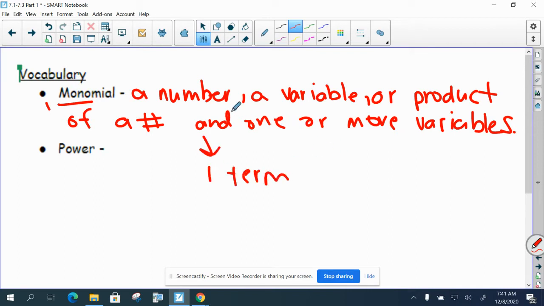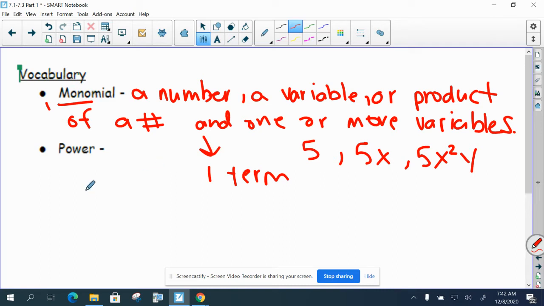So for example, a monomial could be 5, it could be 5x, or it could be 5x squared y. All of those are monomials because they're just one term. They're all multiplied together, not separated by addition or subtraction.